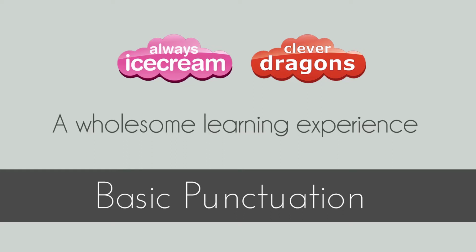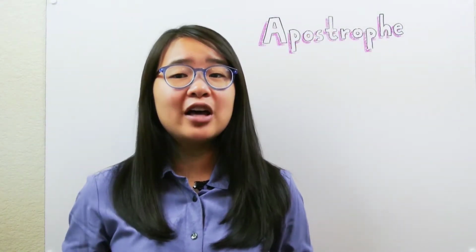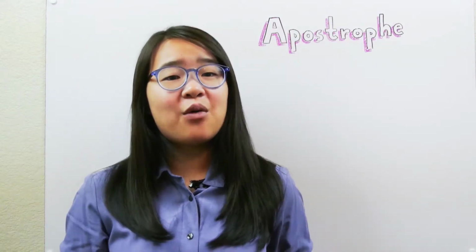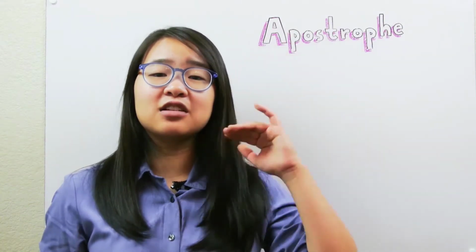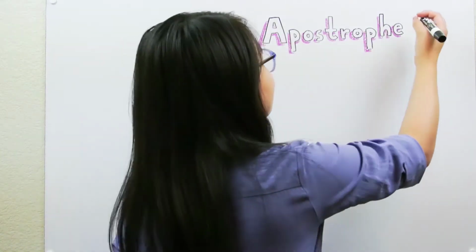In this video, we'll be talking about how to use the apostrophe. The apostrophe looks a lot like a comma because it's small and also curls like a hook. However, an apostrophe sits high on the line and is used very differently from the comma.